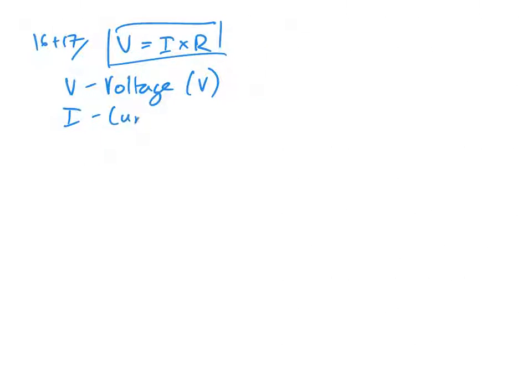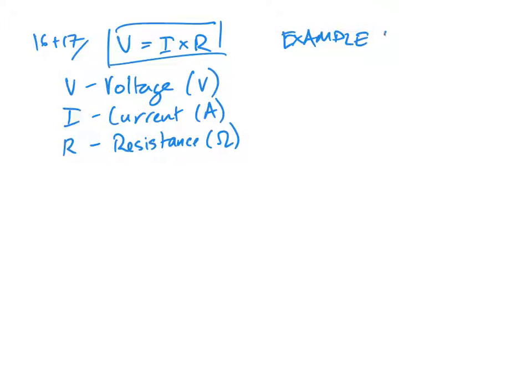Just to remind us, we've done this before, I stands for current. That's the one that does tend to confuse people. Okay, so that's the definition of the formula. That's really 16. But then 17 is about doing examples and using that formula. So I'm going to do a couple of different examples. Start with one that's fairly straightforward.